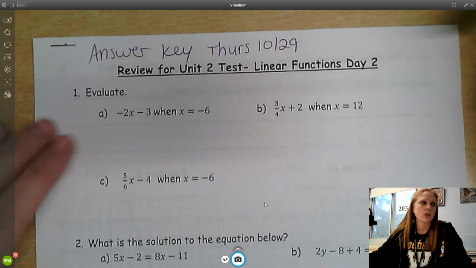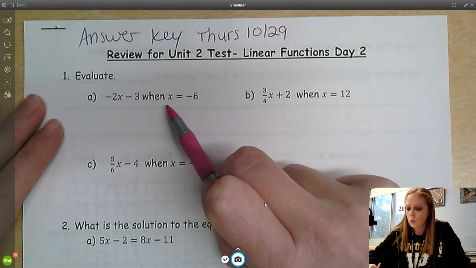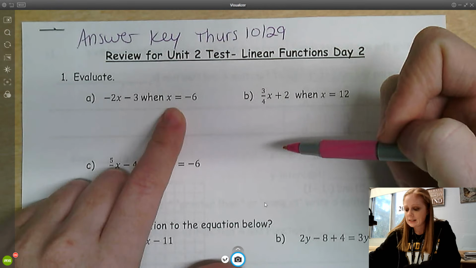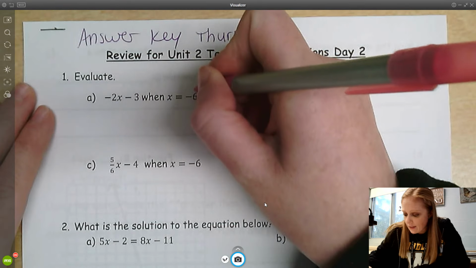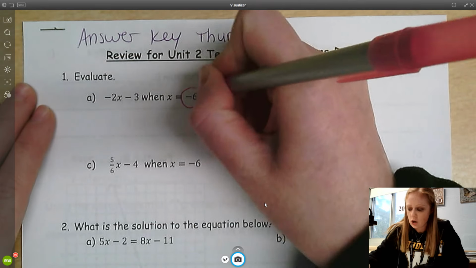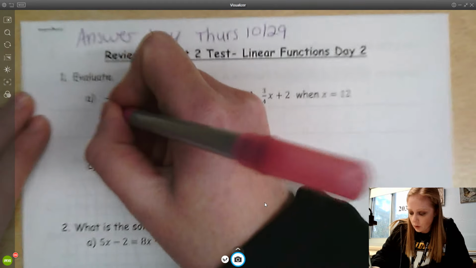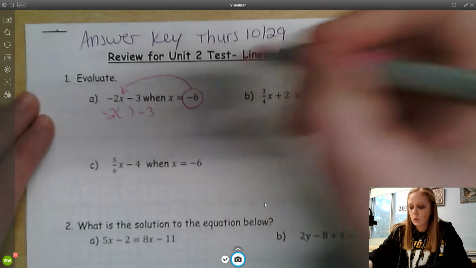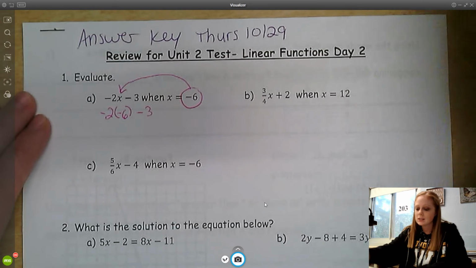Alrighty, so the first question asks us to evaluate these different algebraic expressions when x is a different value each time. So here we're given x is -6. When it says evaluate, that means we're telling you what x is, so you don't have to solve for it. You're going to take that -6 and plug it in for x. So -2 times whatever x is minus 3. Well, x is -6, so I'm going to plug that in, and then we're going to use PEMDAS to simplify.